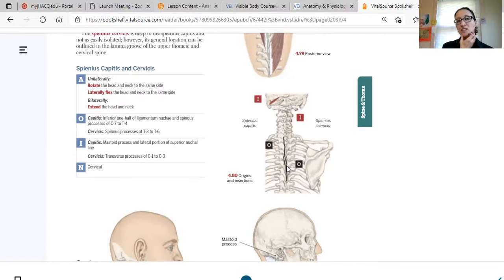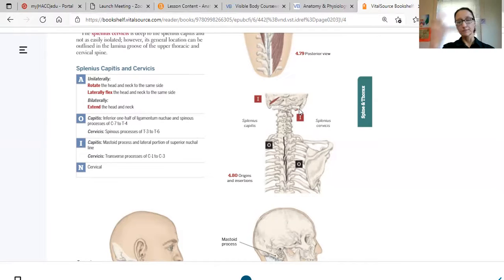Cervicis originates just a little more inferior, so it's more in the thoracic spine. Transverse processes of, whoops, that's the insertion. No, that's not right. Spinous processes of T3 to T6. So here's T3. Remember, T2 is just in line with the superior angle of the scapula. So this one's T3. T3 to T6, spinous processes of T3 to T6, or if you like to abbreviate, SPs of T3 to T6.